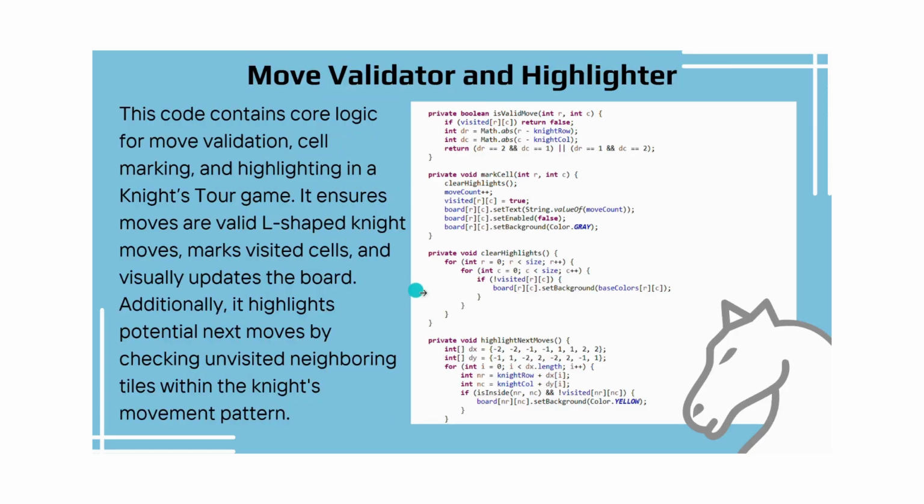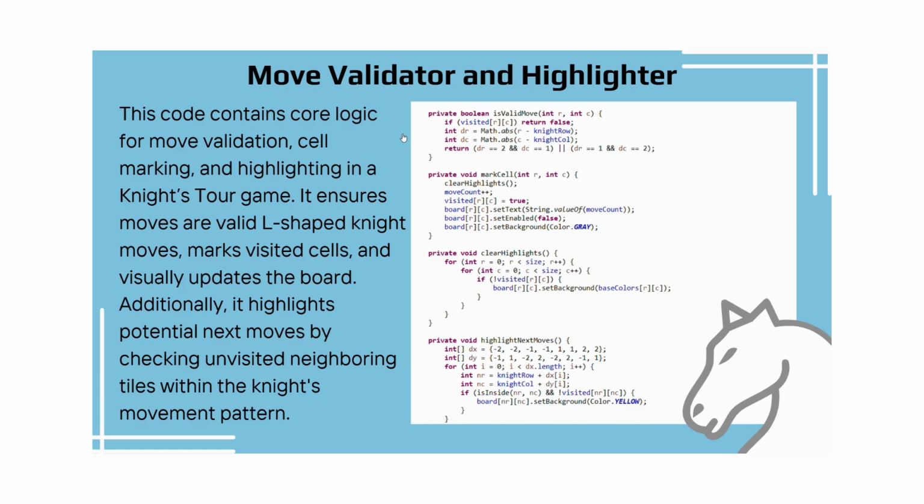Next, our next agenda is the move validator and the highlighter, which is contained in this code. This code contains the core logic for move validation, cell marking, and highlighting in the Night Store game. It ensures moves are valid L-shaped knight moves, marks the visited cells, and visually updates the board. Additionally, it highlights potential next moves by checking unvisited neighboring tiles within the knight's move pattern.